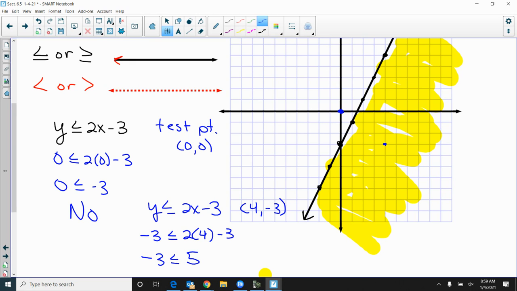Okay. Less than or equal to, or greater than or equal to, is a solid line, because if we plugged those points in, it would actually make both sides equal to each other. If it's just less than or greater than, it's a dotted line.